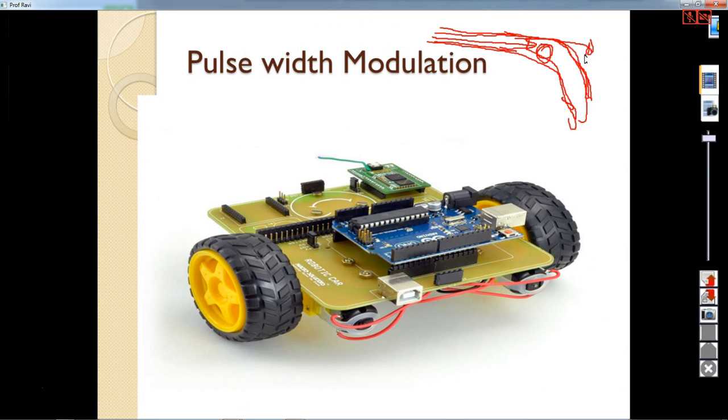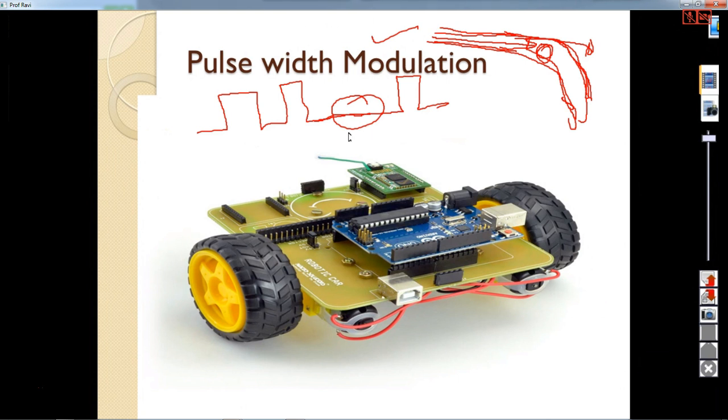So what we do is we excite the motor with pulses like this. When the speed has to be reduced, we will not supply power to the motor, so then the speed of the motor will be getting reduced. So we need pulses of different widths, so that we are calling it as pulse width modulation.